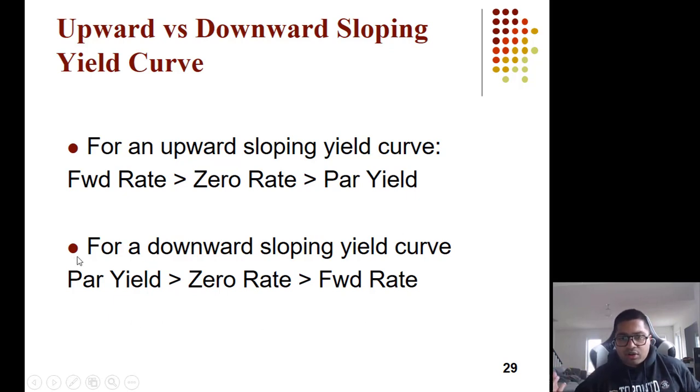When people are afraid for the long term, they are not sure what will happen in the long term, so they may flock into short-term instruments. They may invest everything into short-term instruments. That can create a downward sloping yield curve.